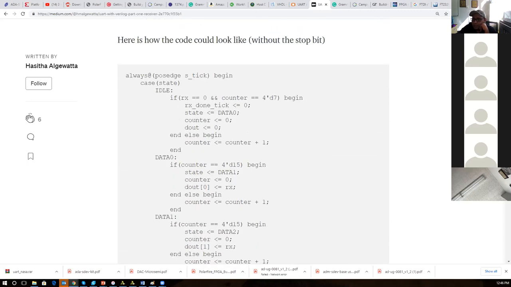Then he started with the process. What is the process he thinks about? He said there is a period of time, it's going to be 16 ticks. So what he's doing here, he makes the skeleton of the process, which is an always block on the positive edge of the clock of the S-tick. And then he has a case statement since we are behavioral.